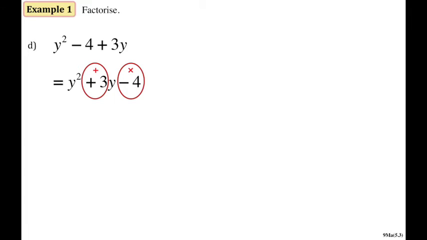I want numbers that times to give -4 and add to give +3. Let's think, what are numbers that times to give -4 and add to give 3? Let's try 1 times -4. 1 times -4 gives -4. When I add them, 1 added to -4 gives -3. That's not good enough. Sorry, they don't add to give 3, they add to give -3, so that's not what I'm after.